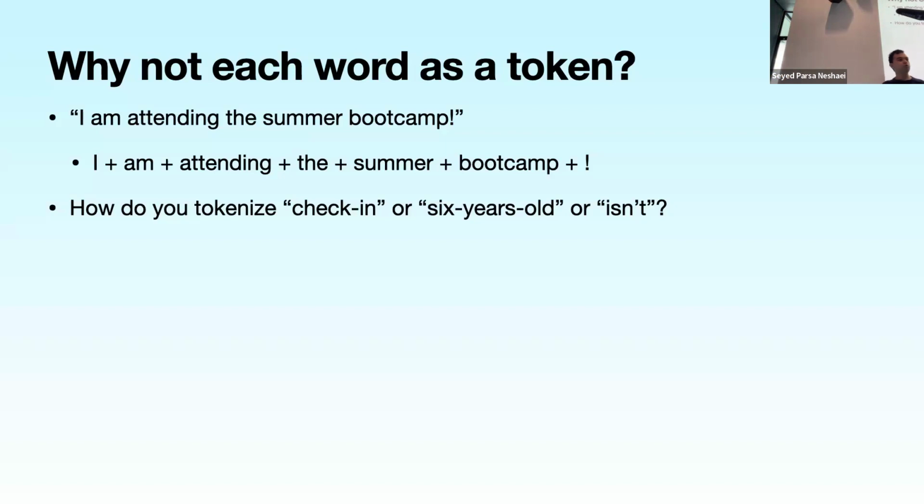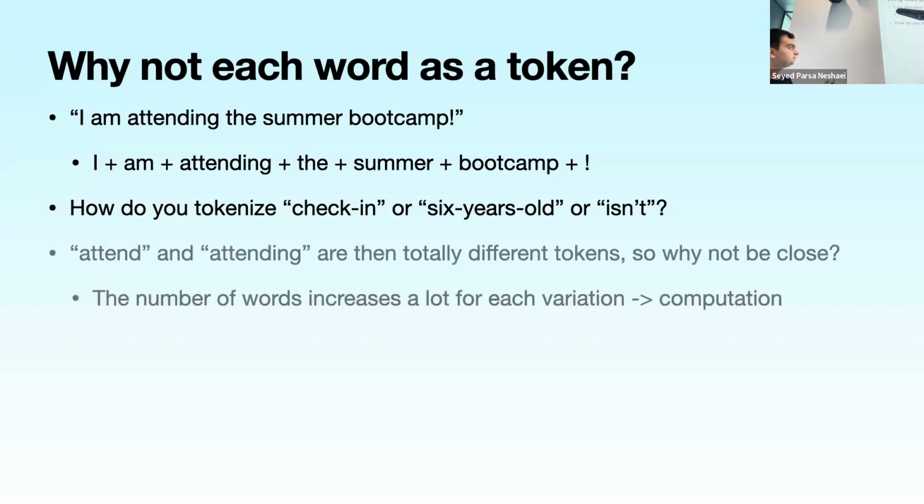Or also words such as isn't. This should be also separated into two tokens because isn't is the same meaning as is not, and is not two words, right? So it doesn't make a lot of sense if we keep isn't as one token.